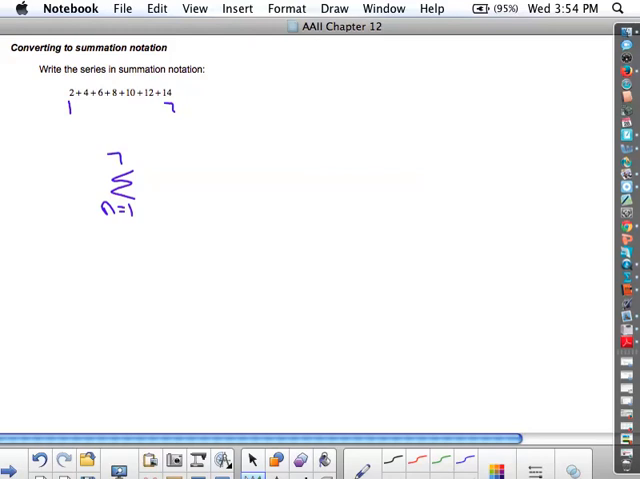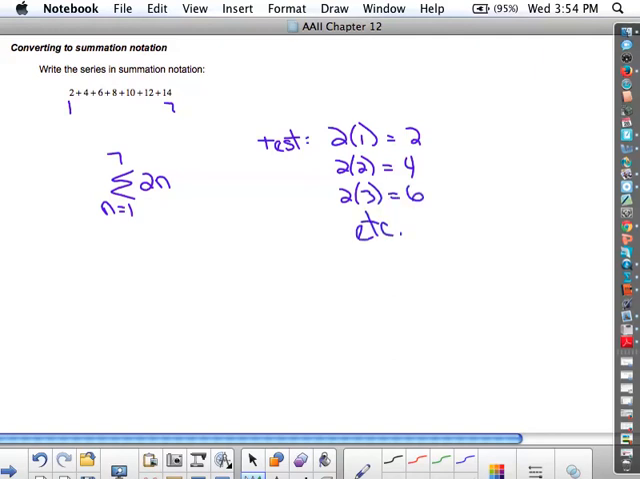And when I look at this, I see they're all even numbers increasing by 2, and that makes me think of 2n. But I would test that just to make sure. So I have 2 times 1 gives me 2, 2 times 2 gives me 4, 2 times 3 gives me 6, and you see the pattern, etc.